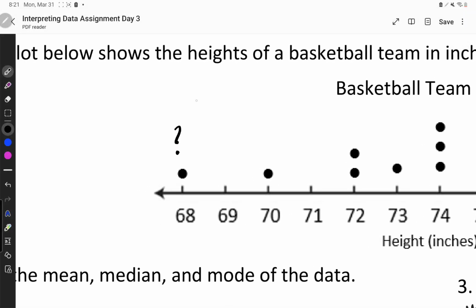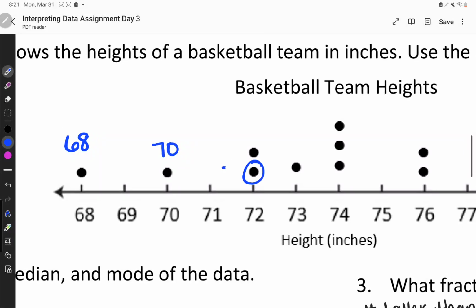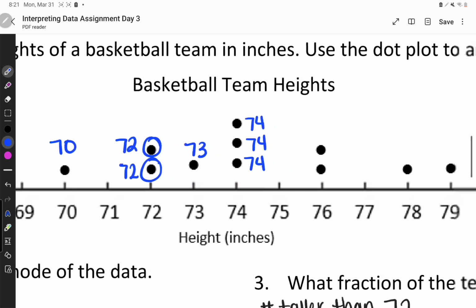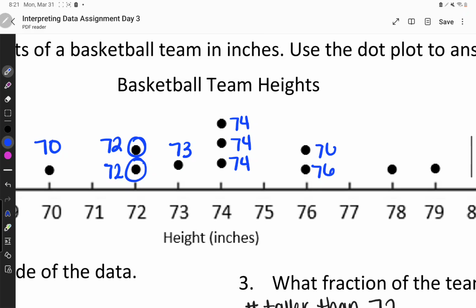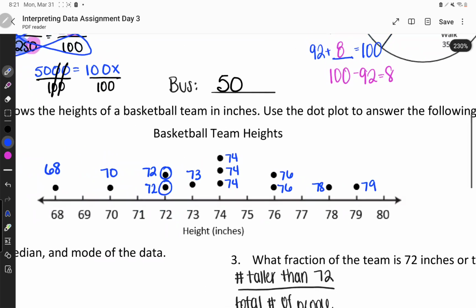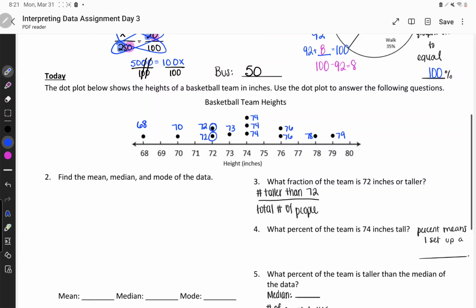So what is this dot right here? This dot right here is 68. What is this dot right here? 70. Now this dot right here is 72, and this dot right here is 72. Then I have 73. Then I have 74, and 74, and 74. Then I have 76, and 76, 78, and 79.